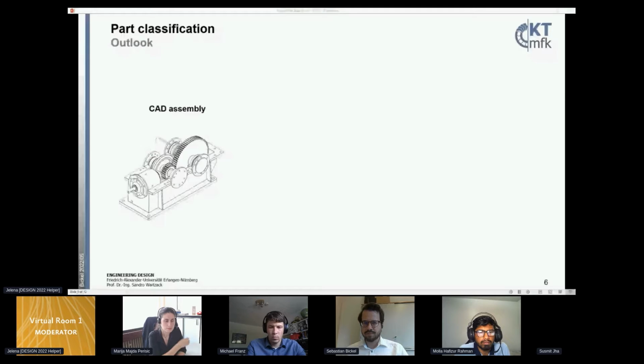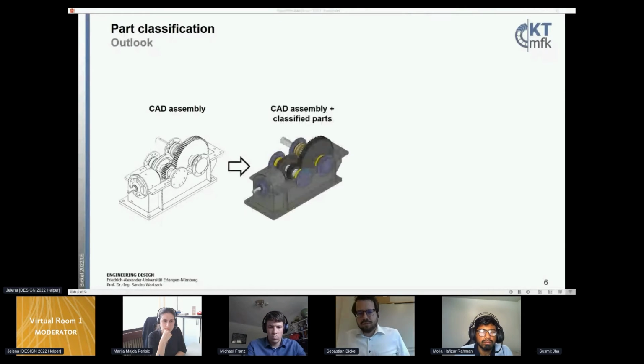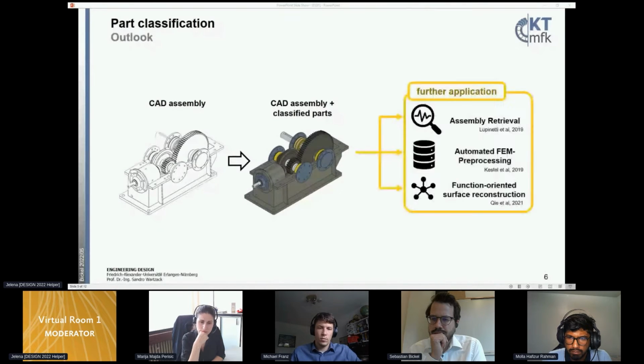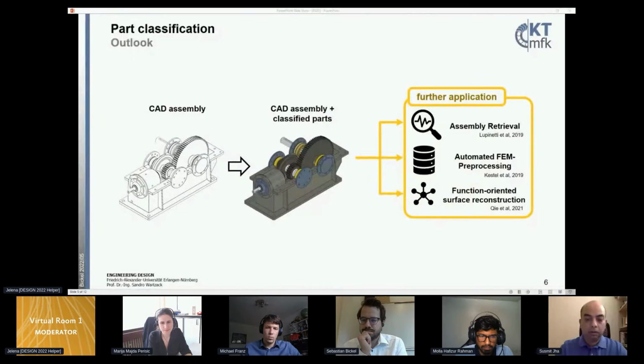Now, to finish the presentation, I would like to give an outlook for possible applications of the part classification. In this simple theoretical example of a gearbox, the new colors show the parts with the same class label. This information can lead to new approaches to enhance the product development process or support existing ones. For example, an assembly similarity search based on part contact graphs could be improved through the part labels and therefore enhance the assembly retrieval results.